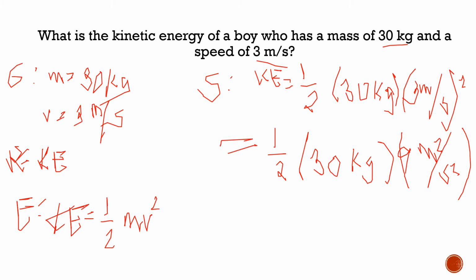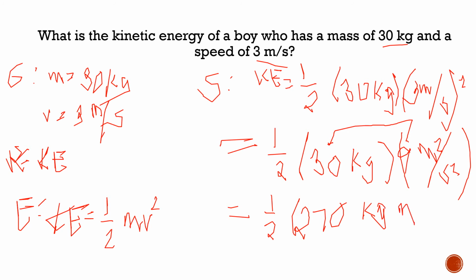Since you have it already, you can have 1/2 multiplied by, so multiply now the 30 by 9. This is very easy. 30 multiplied by 9 is 270 kilogram meter squared per second squared.